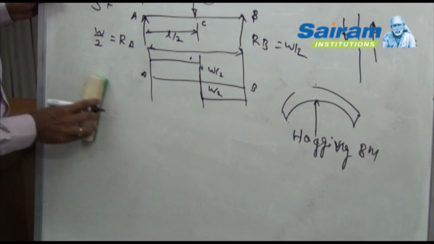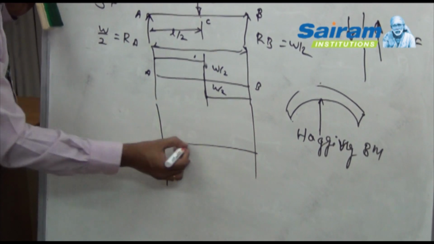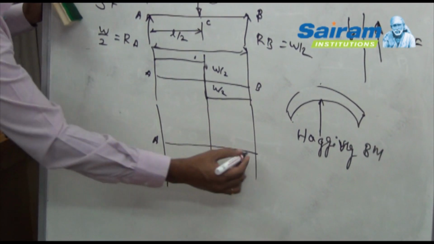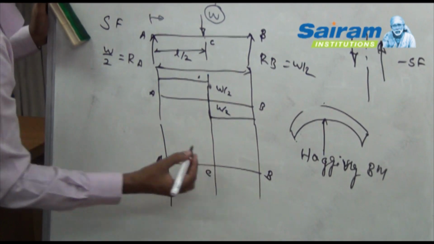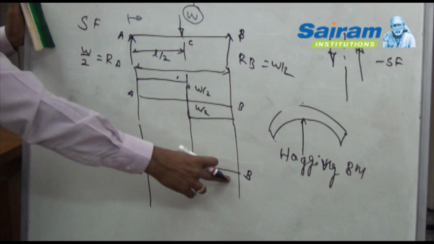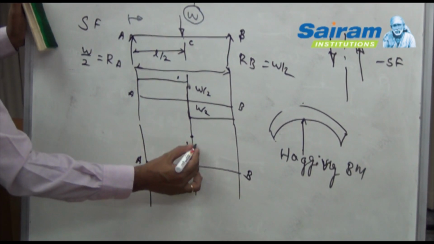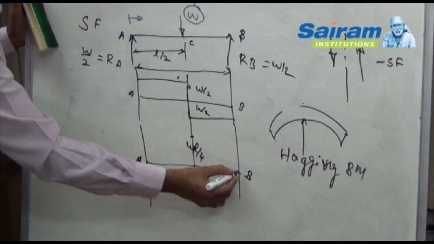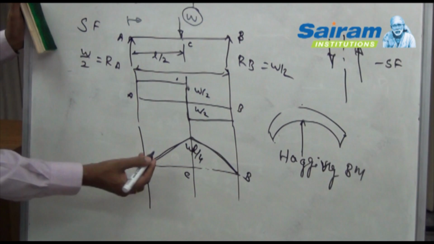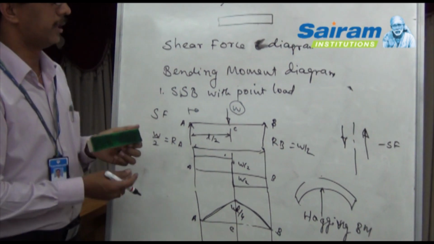Here also we have to plot positive values above the baseline and negative values below the baseline. Just draw the baseline, just extend all the points, and mark the points A, B and C. At point A we have 0 bending moment, at point B again 0 bending moment, and at point C we have WL by 4. Then join these by straight lines, because that is a straight line equation. Join these for the bending moment diagram and the shear force diagram.